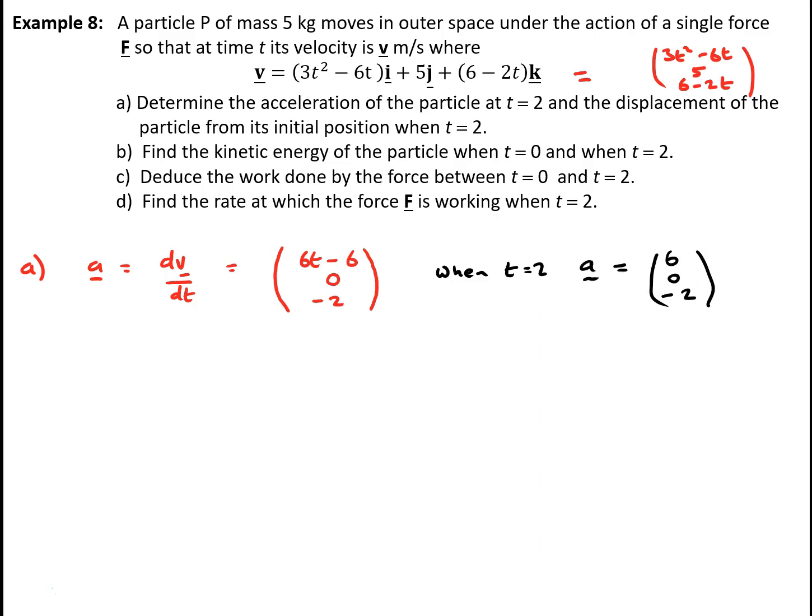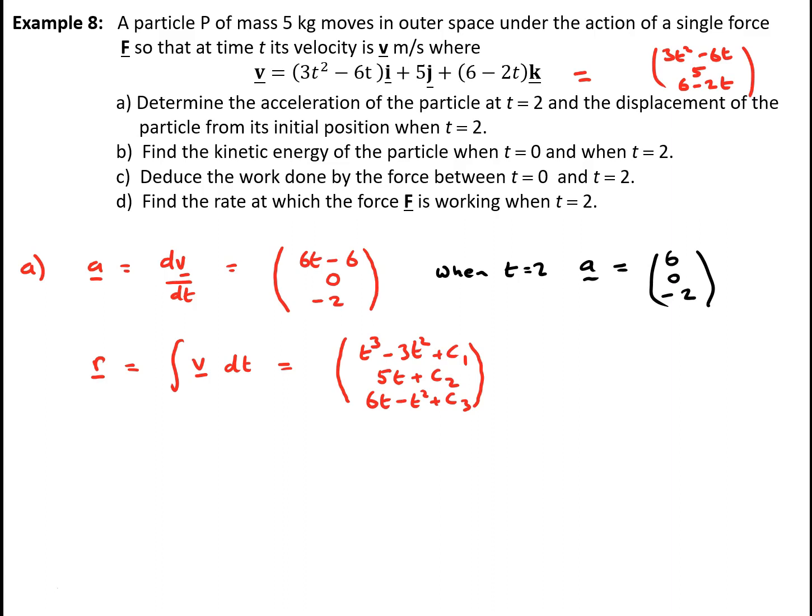To find the displacement of the particle from its initial position, which we usually denote by r, then r is the integral of v. So we need to integrate v to find out what the displacement expression is. Integrating 3t squared minus 6t gives me t cubed minus 3t squared plus a constant. Integrating 5 gives me 5t plus a constant. Integrating 6 minus 2t gives me 6t minus t squared plus a constant.